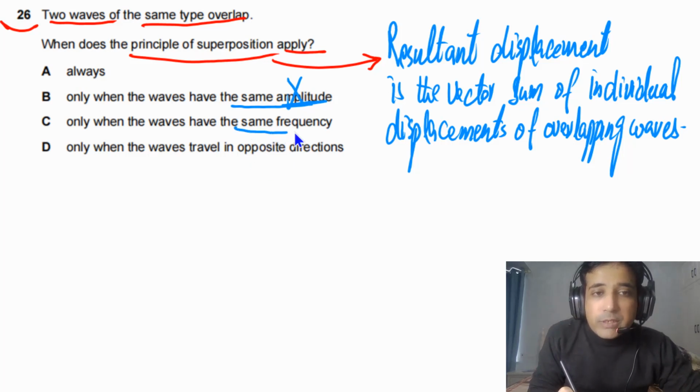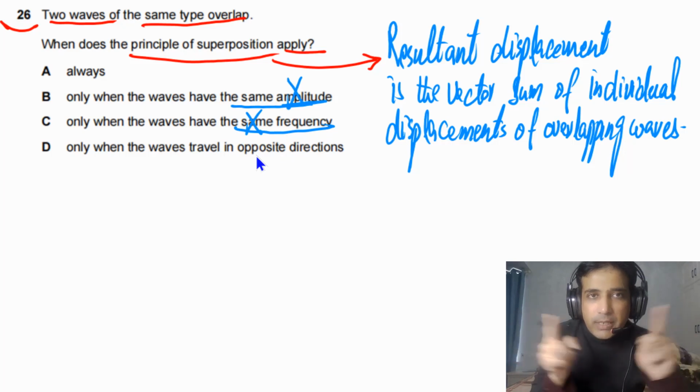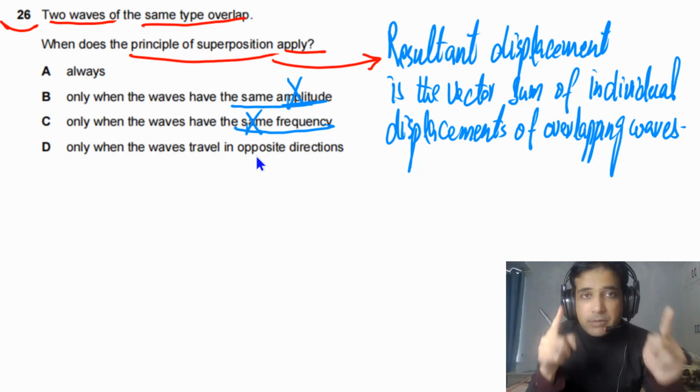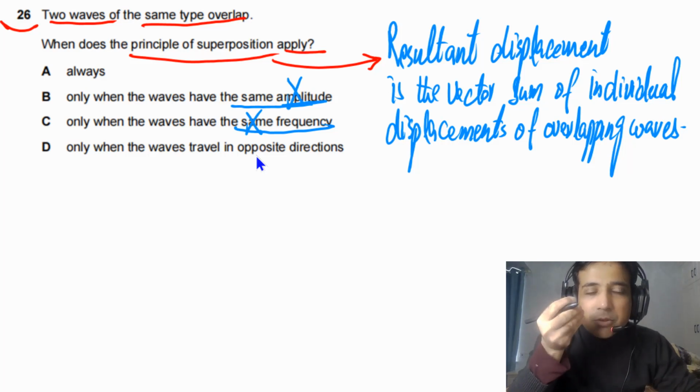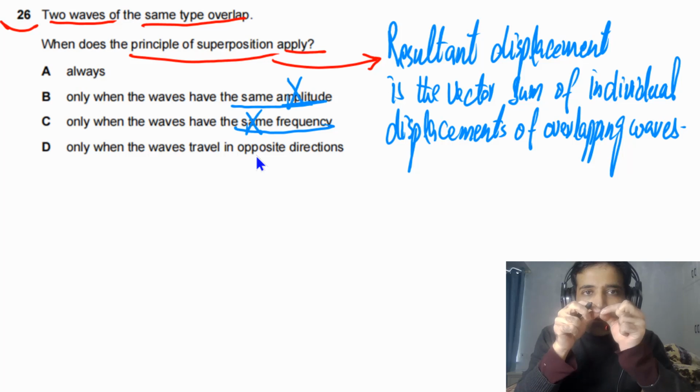Even if the frequency is different, you can still apply it. Even if they are moving in opposite directions or in the same direction, you can still apply the principle of superposition, because the principle of superposition is simply how to find the resultant displacement at any given point. So simply you need to add waves.